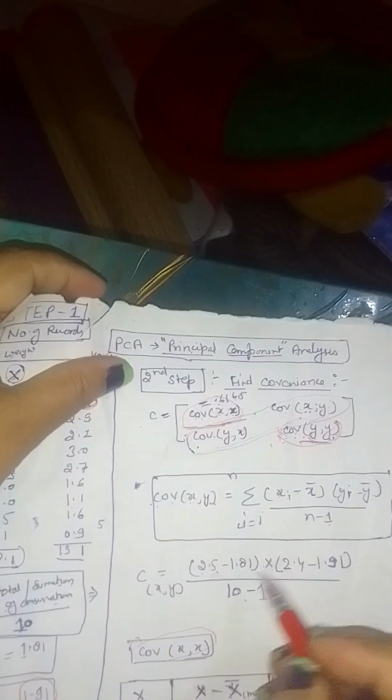After calculating the whole table, following the number of records video from the previous video, the final outcome would come here as the sum. At last we'll apply this formula: covariance of xy, x minus x bar, y minus y bar, upon n minus 1. So the sum is equal to 6.449.